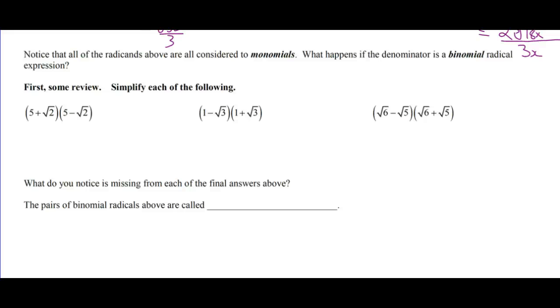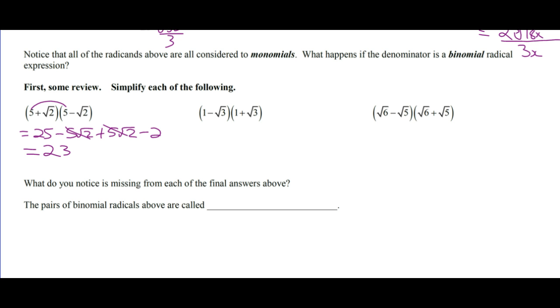Remember, when you multiply a root by itself, don't sit there and go, oh, what's the root of 25? Just say it's 5. Okay, I'm going to pause. Okay, so if I use FOIL, what do we get? We get 25 minus 5 root 2 plus 5 root 2 minus 2. Well, these guys cancel out, and 25 minus 2 is 23. Now, what we have here is what's known as what?